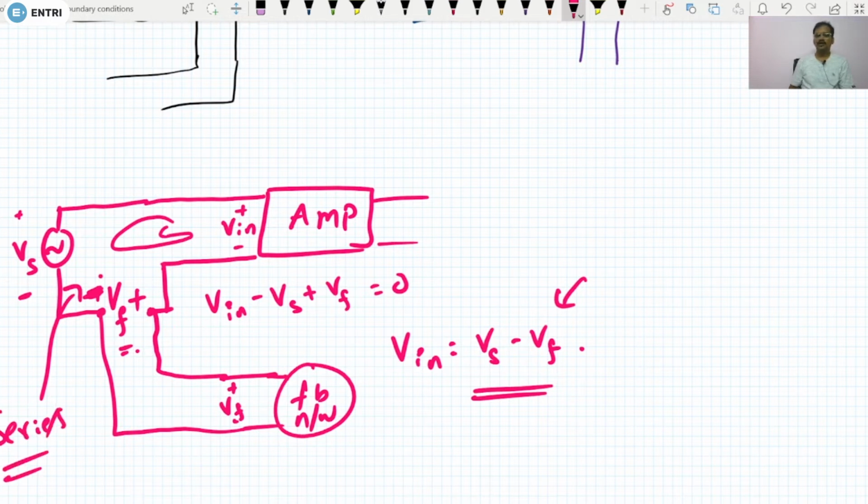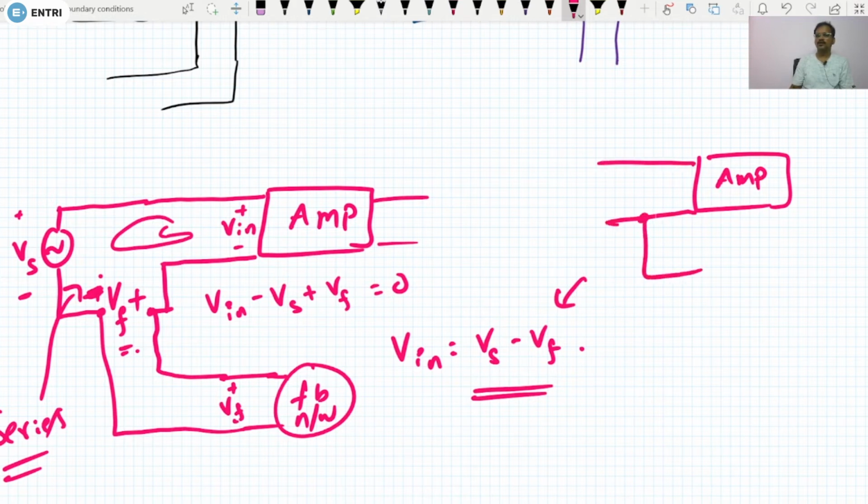Similarly, if you want to mix the current, then you have to connect at the input in shunt. So this is the input, and we have to connect it in shunt.